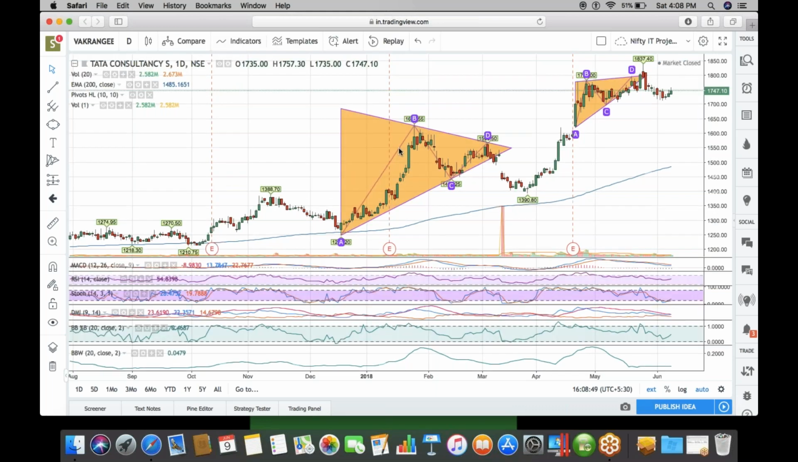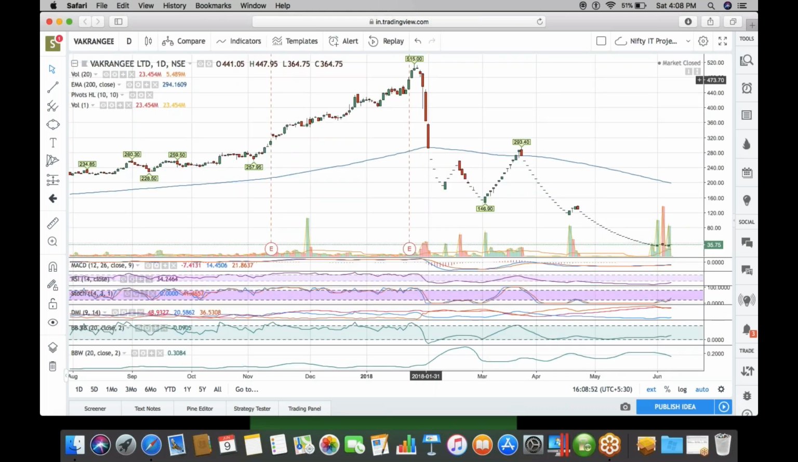See this chart of Karangi. This is a downtrend. Prices are moving in a downtrend. At 515, again a lower high, again a lower high. So whenever prices are in a downtrend, they make lower highs and lower lows.